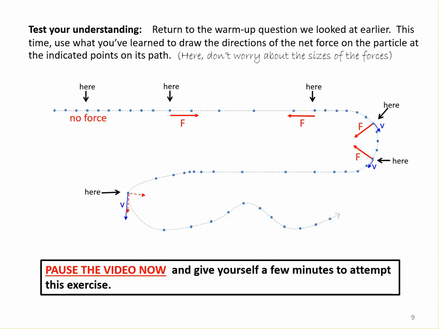So to get the direction of the net force, I want to add up these two force vectors. So I'm going to take this force vector and slide it down, put it head to tail, and then I'm going to add the two vectors together, and that dark red vector, that's the direction of the net force acting on the particle.